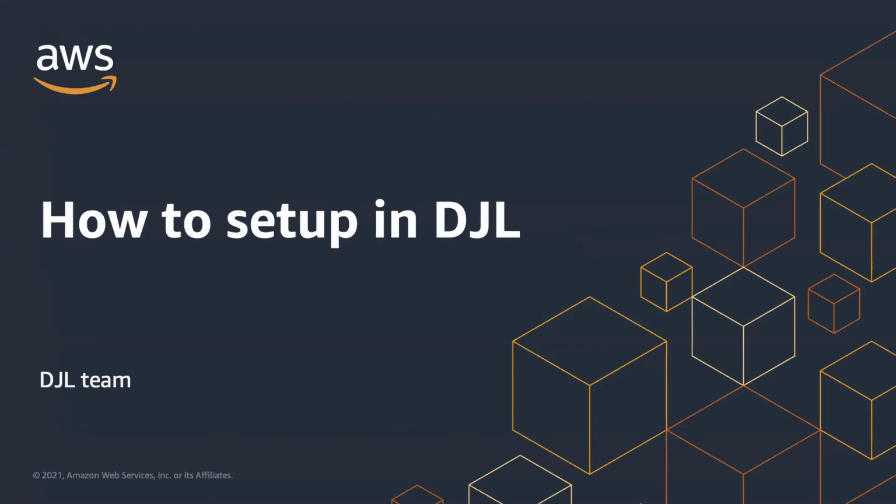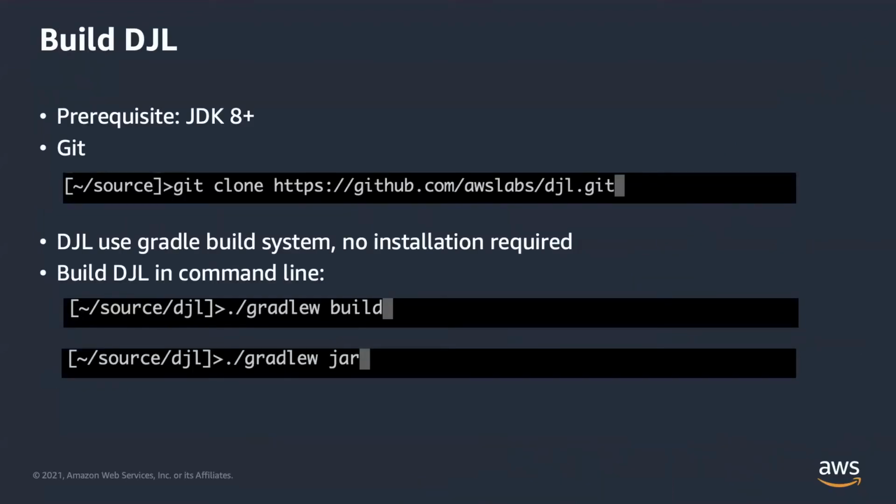In this video, I will talk about how to set up DJL. The best way to onboard with DJL is to build DJL from source. To build DJL, JDK is required. You can use any JDK version between JDK 8 and JDK 15. However, we recommend using JDK 8 for better compatibility.